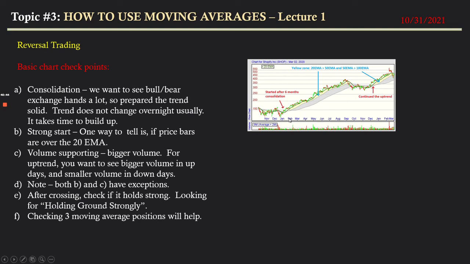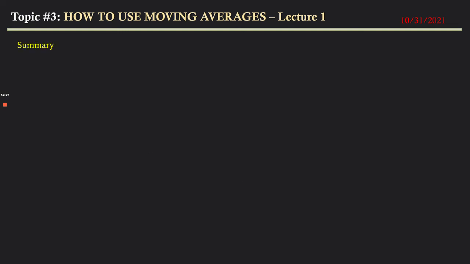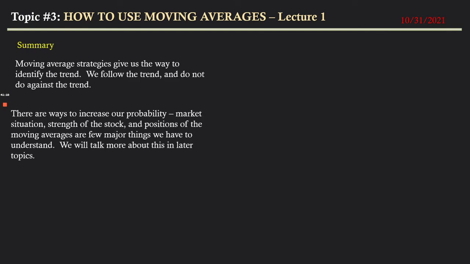And the other thing we can do is look at three moving averages. If you see these three moving averages lined up, basically in a good shape, in the uptrend, good shape, this will give you confidence. You will hold it. So moving average basically tells us to identify the trend. So we do not want to go against the trend. We want to follow the trend. This will increase our probability.